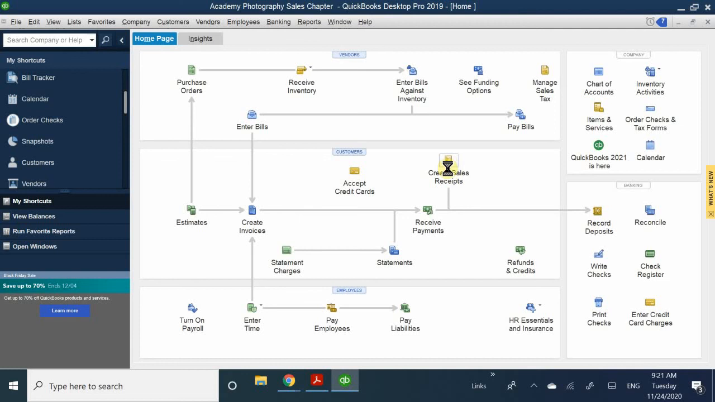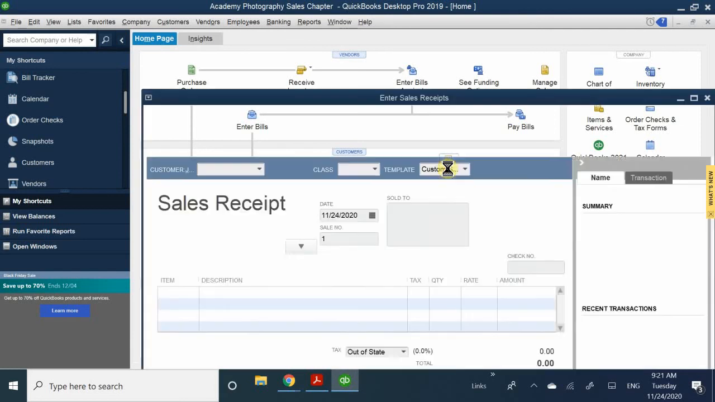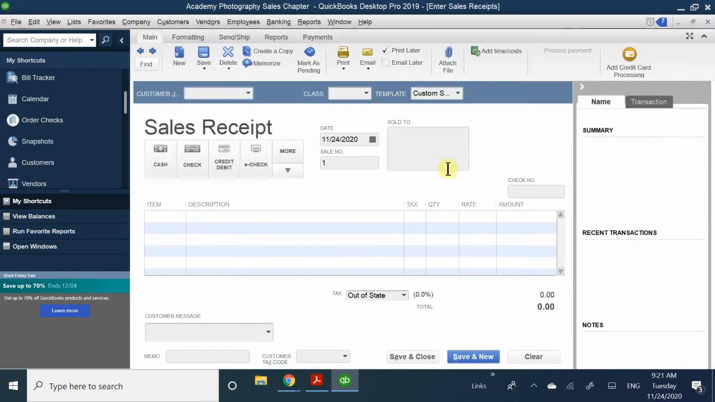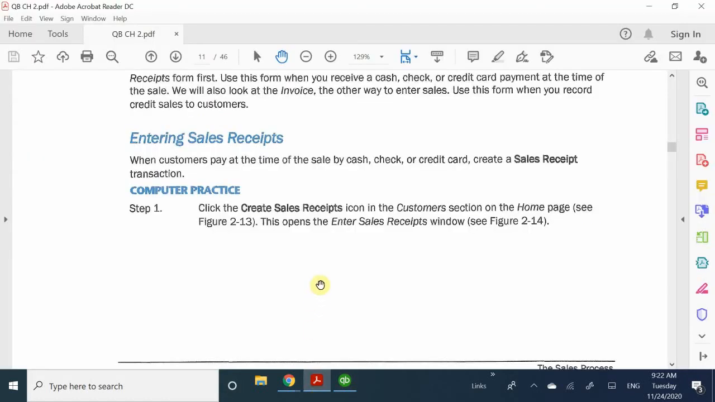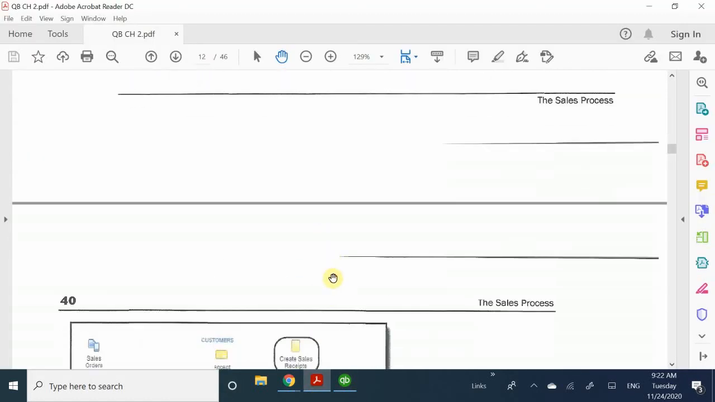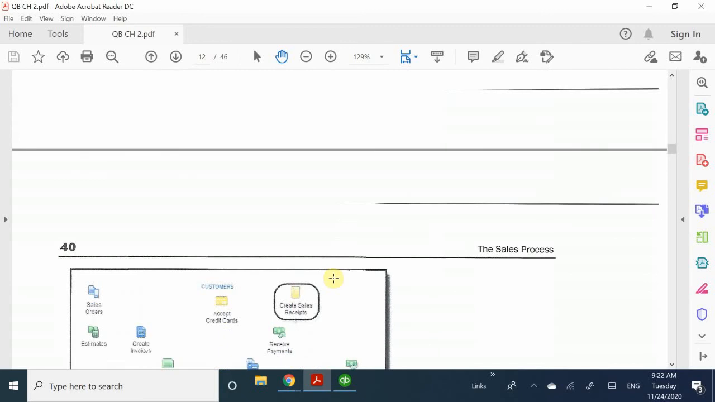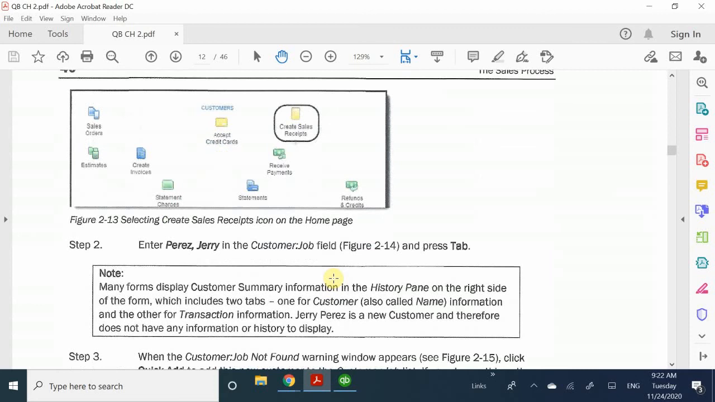So of course, I'm going to go ahead and just use the home page since I'm already here. Even though I was on the customer center, I accidentally closed it out. So here I am, sales receipt. First things first, who is my customer? Okay, so here I should be on page, let me see. You should be on page 40, page 40. Okay.